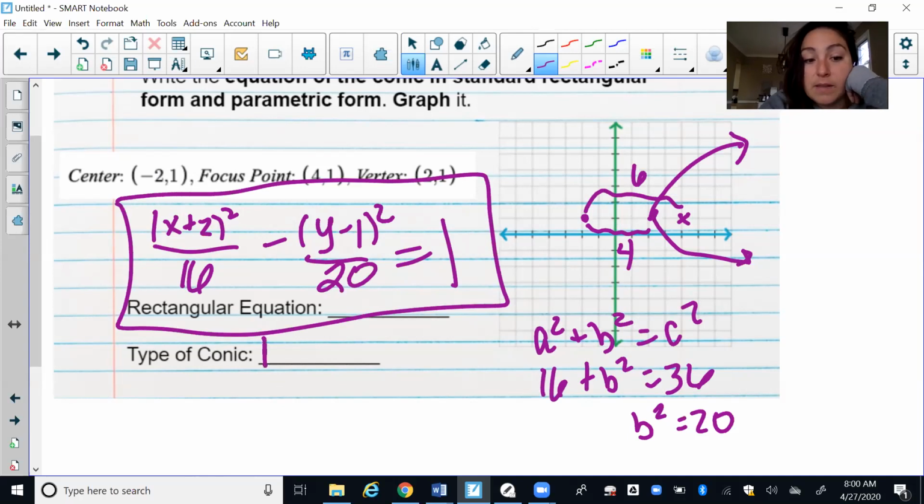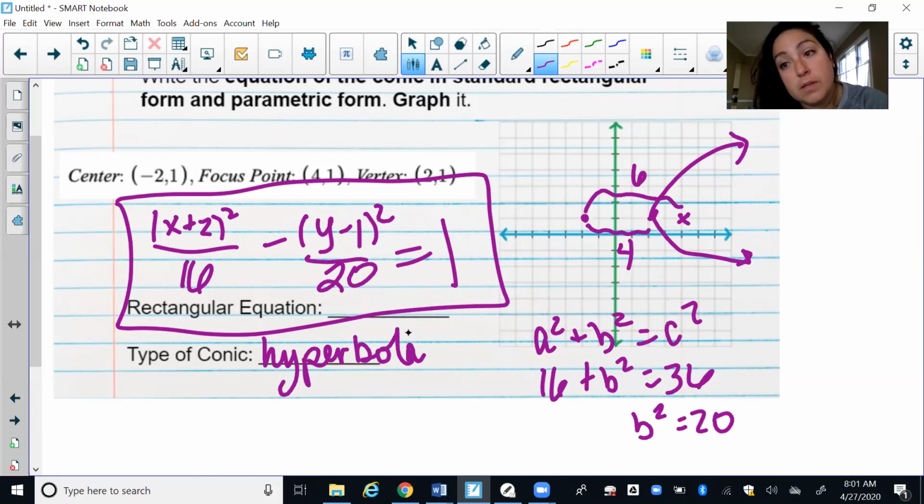Type of conic: this is a hyperbola. And again, if you're wondering how the heck I knew it was a hyperbola, it is because of where the center, vertex, and focus were. Our graph always opens towards the focus. So since in this case it was opening towards the focus and away from the center, it had to be a hyperbola. And then this says put it in parametric form.